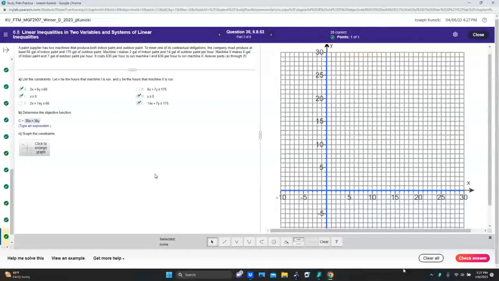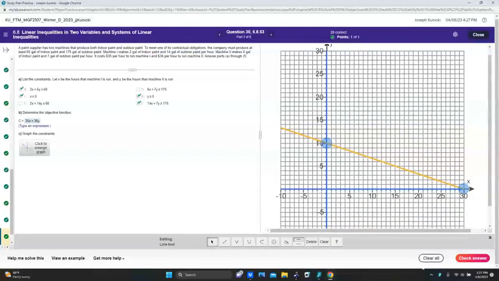Now constraints. So let's do the A first. 2x plus 6y greater than or equal to 60. I can do intercepts on that. It's a solid line, so I hit the line tool. When x is 0, y is 10, because 6 times 10 is 60. And when y is 0, x is 30. Look at that, they gave me a 30 here. So there's the constraint for part A. And then I plug in 0, 0, and I get false. So we are above the yellow line, up here in this region.